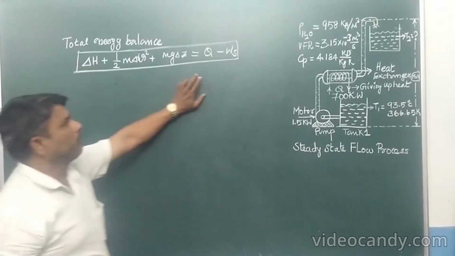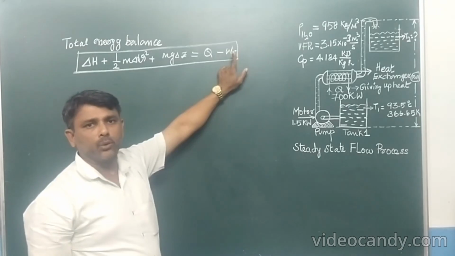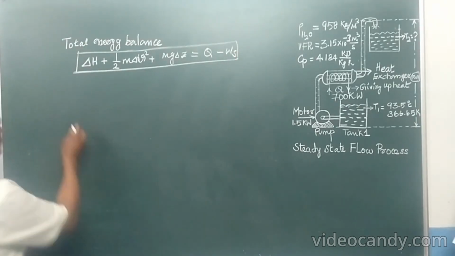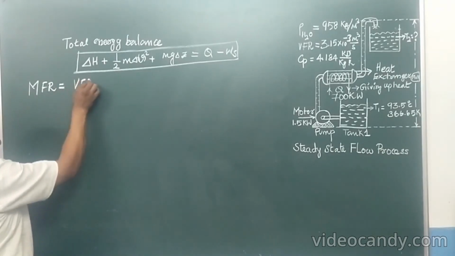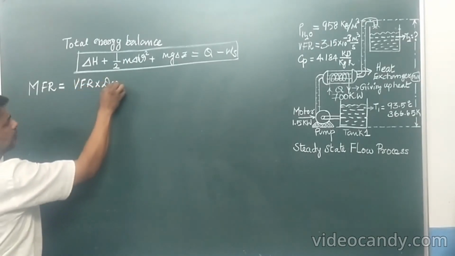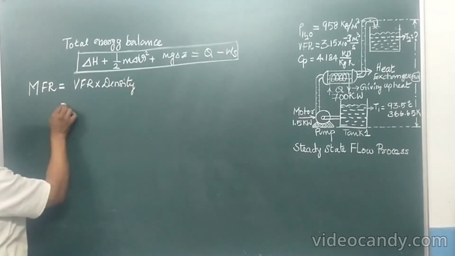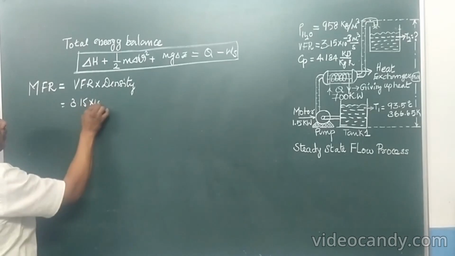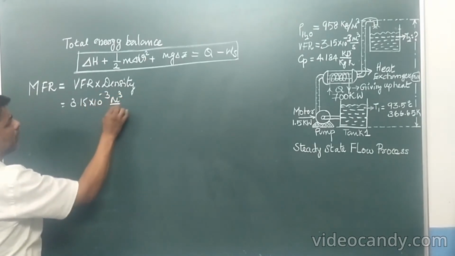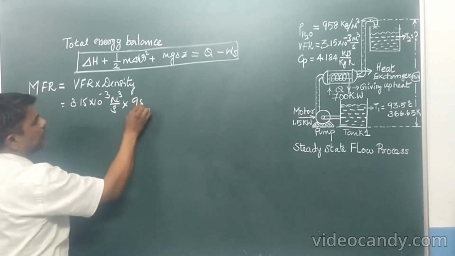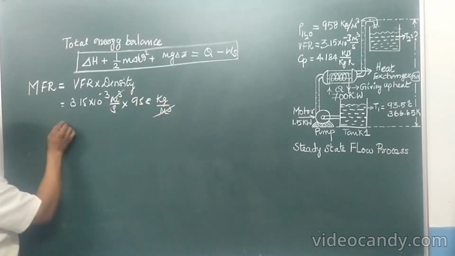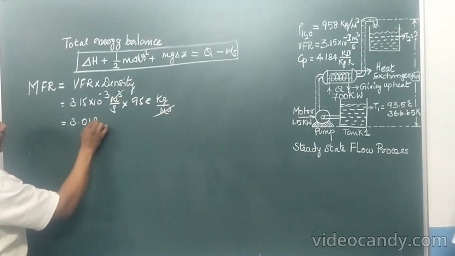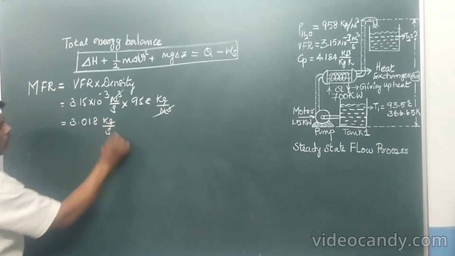Now I am going to find the terms one by one. Before entering into this, I am going to find the mass flow rate of water. The volumetric flow rate data is given. The volumetric flow rate is multiplied by the density of water. So the volumetric flow rate is equal to 3.15 × 10^-3 meter cube per second, into the density, 958 kg per meter cube. Meter cube gets cancelled. The answer is 3.018 kg per second. Now the mass flow rate is ready.